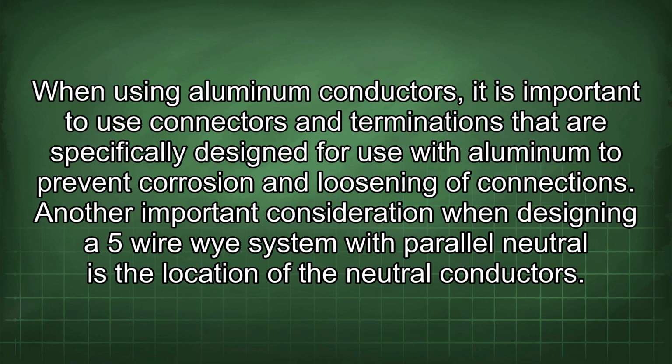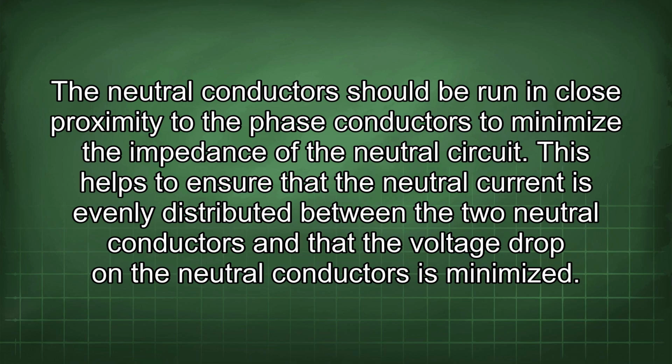Another important consideration when designing a 5-wire Y system with parallel neutral is the location of the neutral conductors. The neutral conductors should be run in close proximity to the phase conductors to minimize the impedance of the neutral circuit. This helps to ensure that the neutral current is evenly distributed between the two neutral conductors and that the voltage drop on the neutral conductors is minimized.